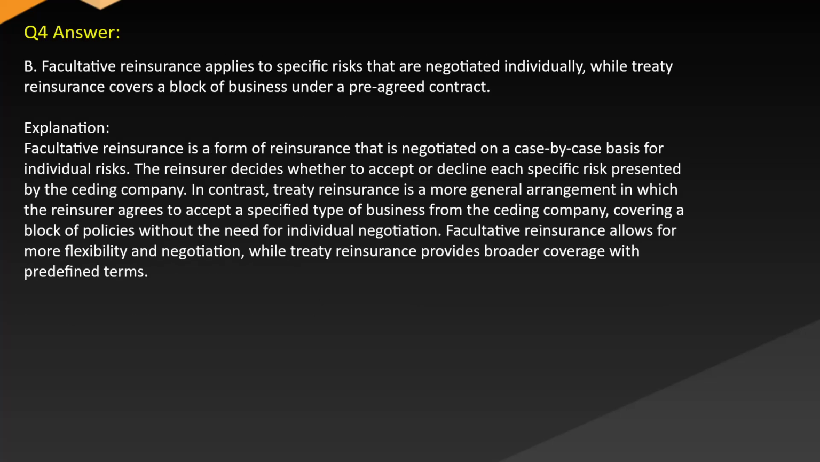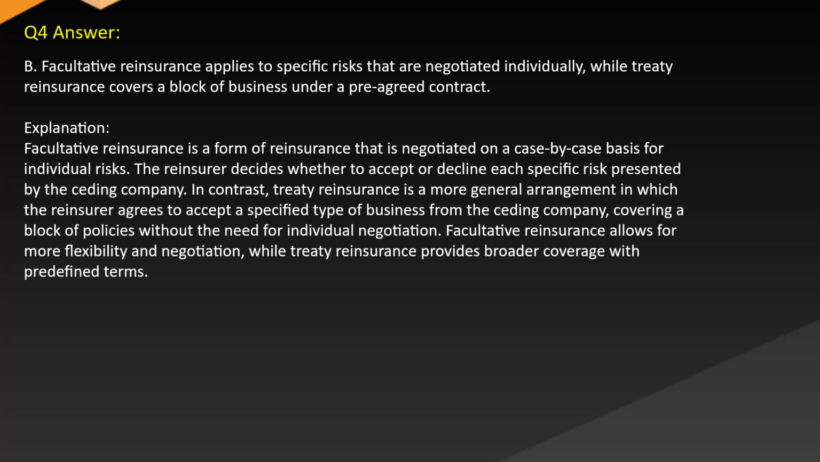Answer B. Facultative reinsurance applies to specific risks that are negotiated individually, while treaty reinsurance covers a block of business under a pre-agreed contract. Explanation: facultative reinsurance is a form of reinsurance that is negotiated on a case-by-case basis for individual risks. The reinsurer decides whether to accept or decline each specific risk presented by the ceding company.